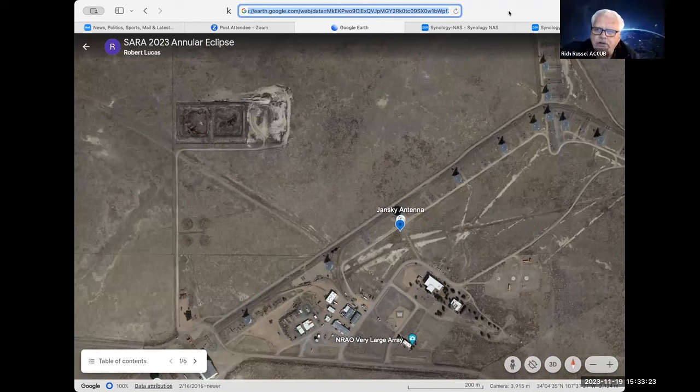Okay, Robert, we see your screen. Are you seeing the Jansky antenna? Yep. We're seeing an aerial photograph that says Jansky antenna right in the middle. Yeah. Back in 2012, I went to this antenna, and with luck, you'll come up with this picture.